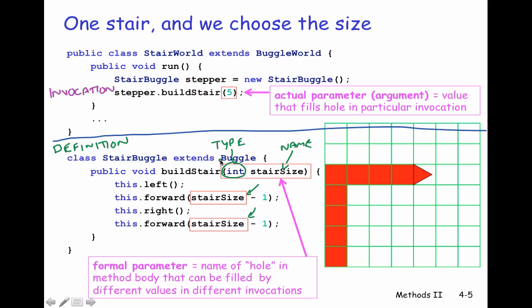And that's what we do on the definition side. On the invocation side, we have to supply the actual value we want to substitute for the hole. So in this case, we want to substitute, say, the number 5 for the stairSize, and then within the body of the method, we're going to subtract 1 from that to indicate how far the buggle should go forward in each case.